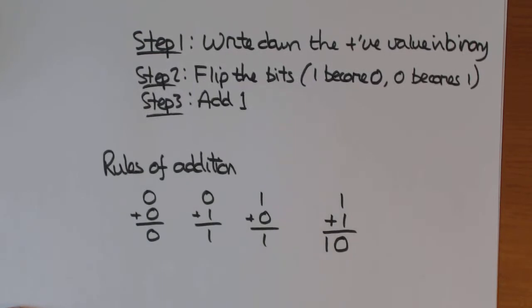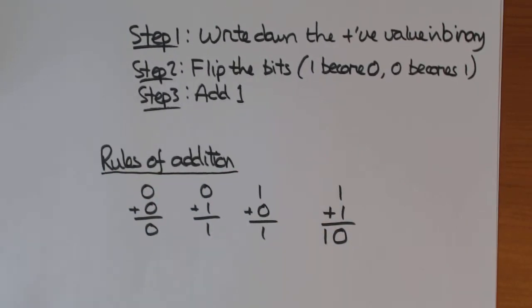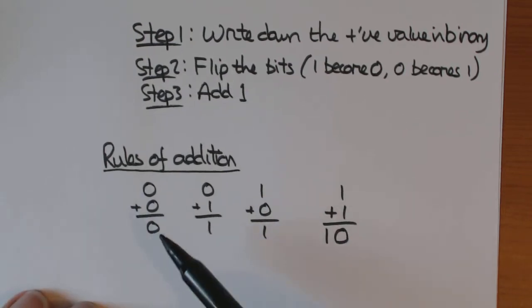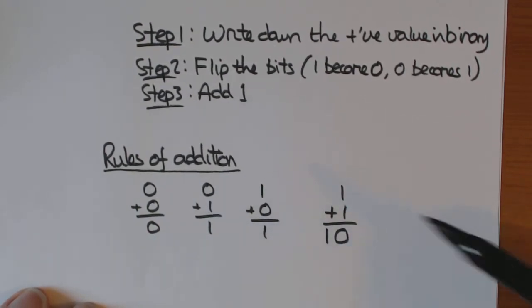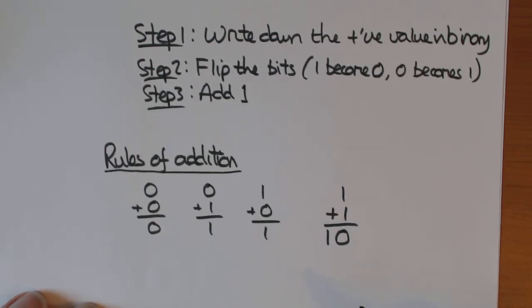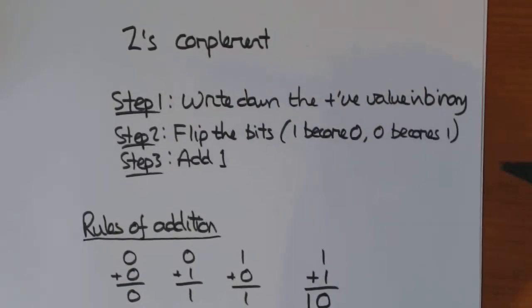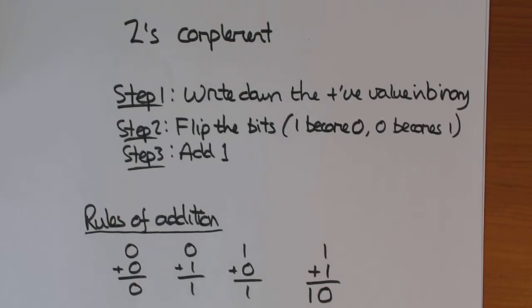Another wee thing you need to remember are the rules of addition, and they're pretty straightforward. 0 plus 0 is 0, 0 plus 1 is 1, 1 plus 0 is 1, and 1 plus 1 is 2. That's not 10 in decimal, that's 2, so that's 1, 0, which is 2 in decimal. If you memorise these, then if you ever get any of these questions, you'll be absolutely fine. So we'll do 2 examples, and then that'll be you.